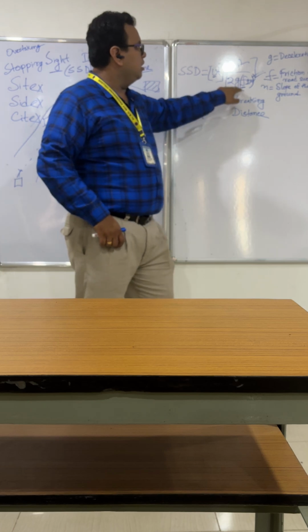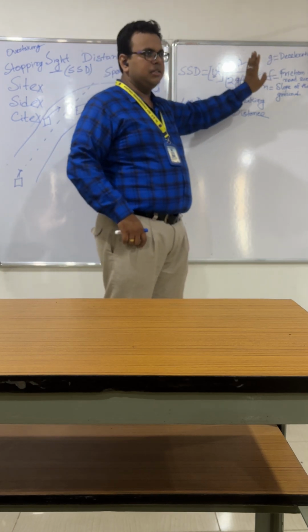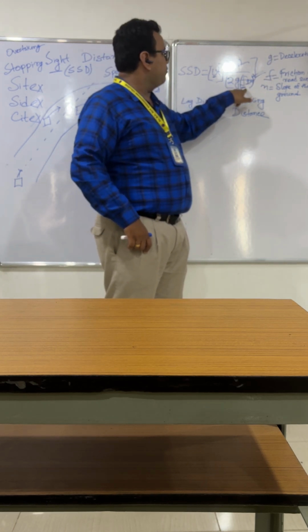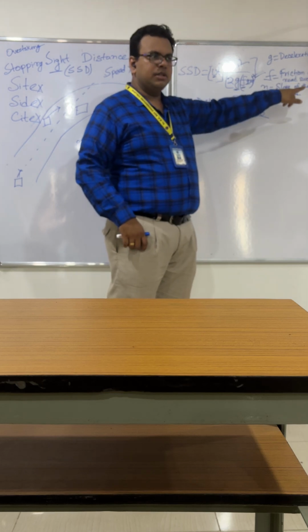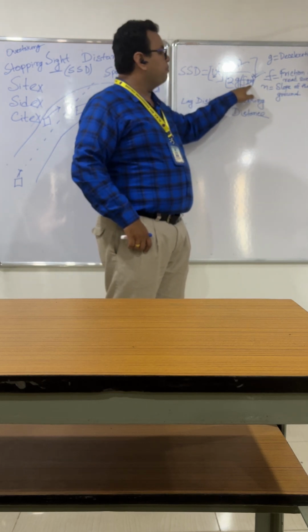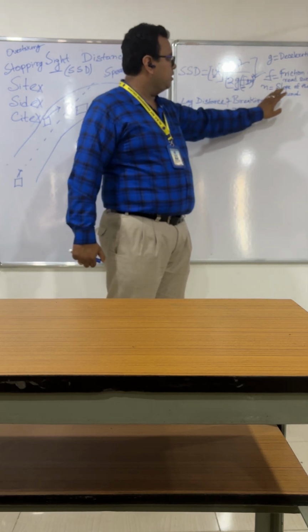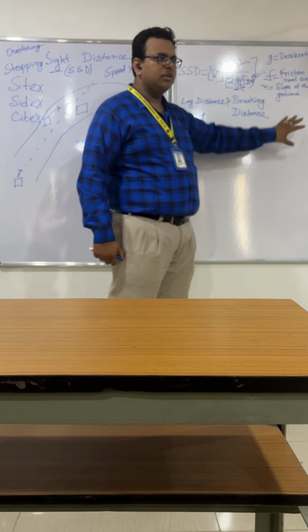This is your g, which is coming as deceleration. Next is f, friction of the road surface, and there is a plus minus n. Why plus minus? n is the natural slope of the ground.